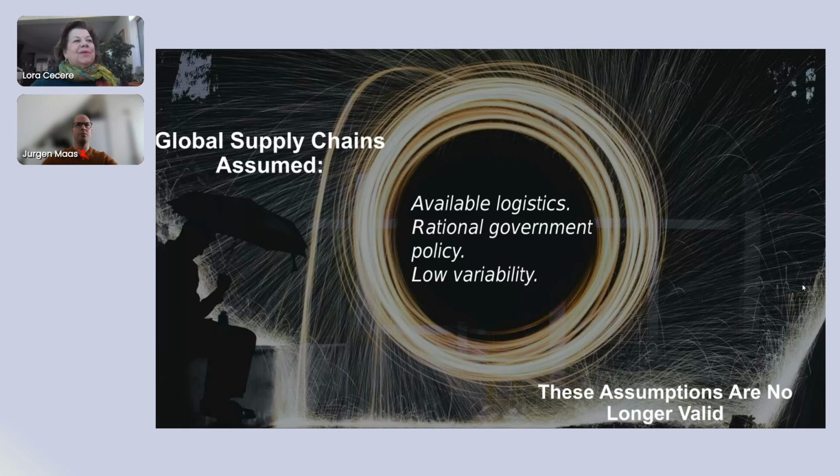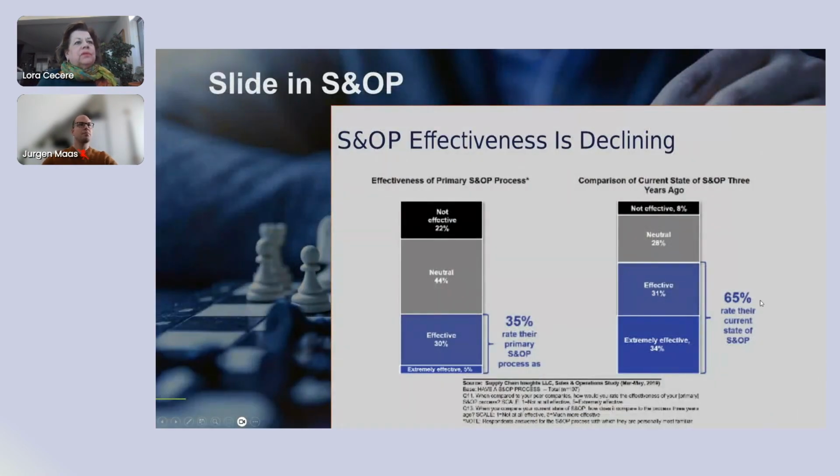So even though people might say, well, haven't we returned to normal? No, we haven't. We have a freight recession in the United States. We've got lots of issues with war around the world. We've got a lot of sourcing issues, and people are struggling with how do I manage demand when history is no longer a good predictor of demand. Next slide, Jurgen. And so these assumptions are no longer valid.